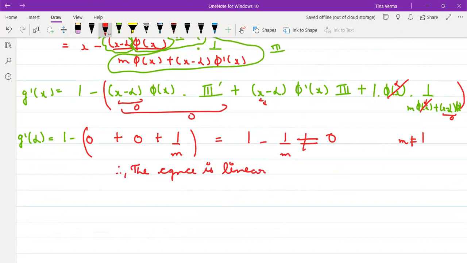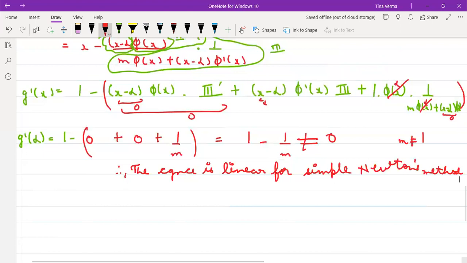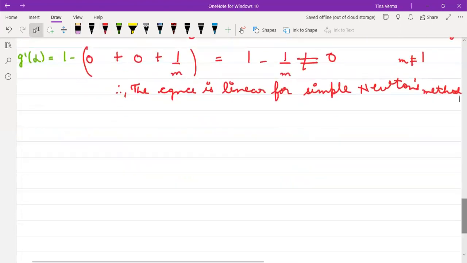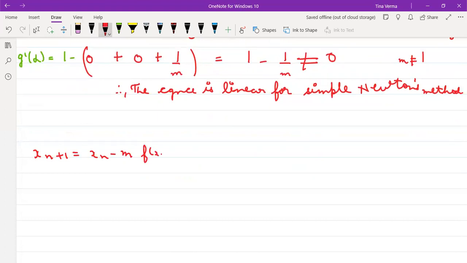linear for simple Newton methods. That's why it will converge to the root, but it will converge slowly to the root. That's why we have modified the formula, so that we have taken xn plus 1 is equal to xn minus m times f of xn divided by f dash xn, and m is the multiplicity of the root, so that my gx in this case becomes x minus m.